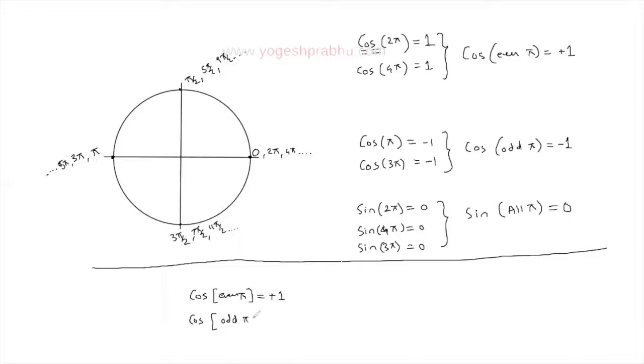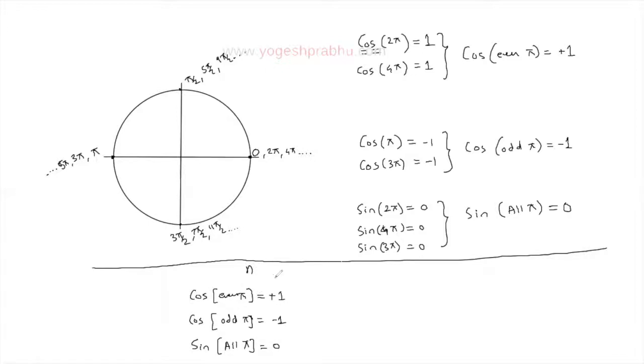Okay, cos of odd pi is going to be minus 1. That's the conclusion. We already have it here. And sine of all pi, any number you have, if you find out sine of that number times pi, it is 0. Of course, I'm talking about a full number. You can say integer if you want. So let's just say n.